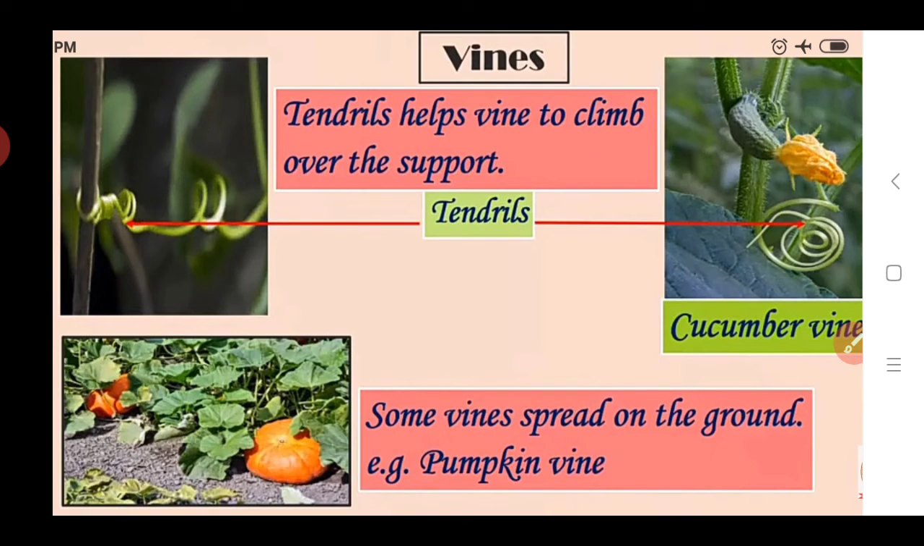So these tendrils help the vine to climb over the supports. Means here what happened, these are the tendrils. Okay, these are this spring-like structure. Okay, like this. So these tendrils have a function, that is, they attach to this host or support, and coil around this part. Okay, and then with the help of this tendril, it gets attached to any host plant or supportive part.